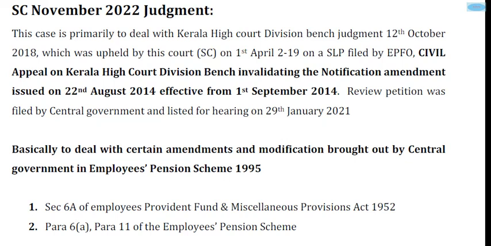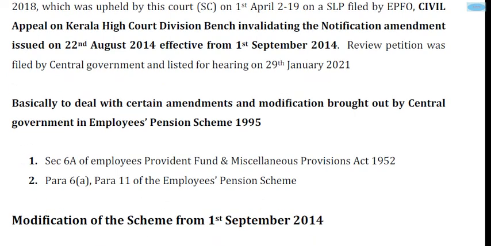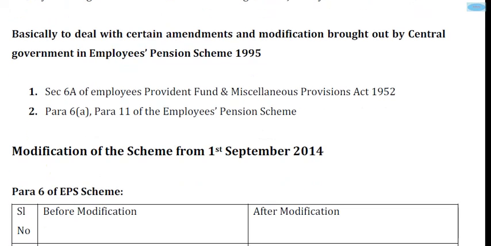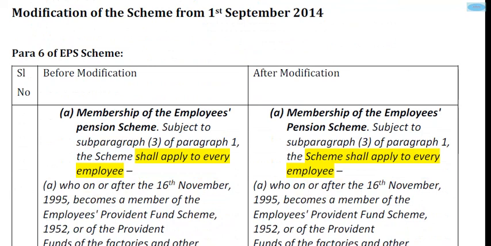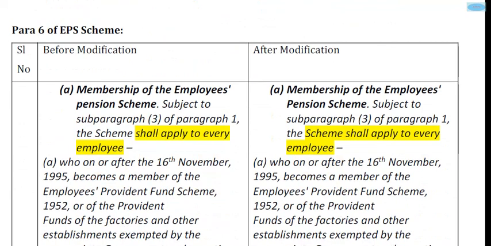applicability of these amendments. Okay, so it considered what section 6A of the Employees Provident Fund and Miscellaneous Provisions Act 1952 says, and also it considered para 6A and para 11 of the Employee Pension Scheme. So what was this modification with effect from 1st September? Now you will come to understand it better. So before modification, what did we have?